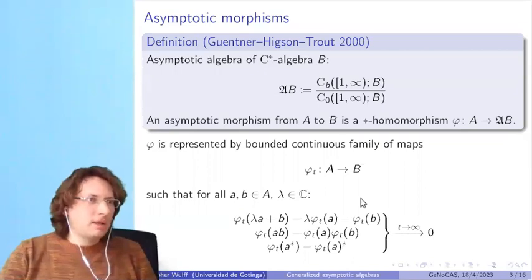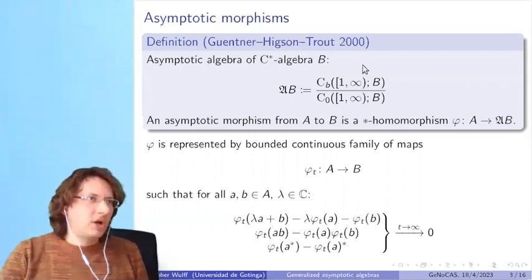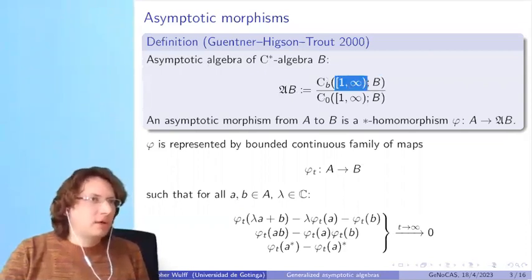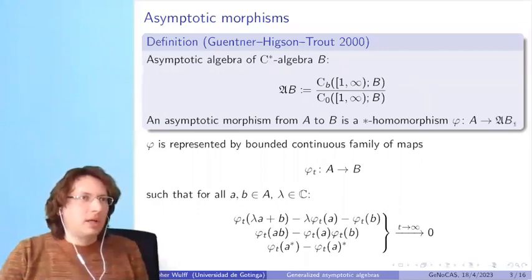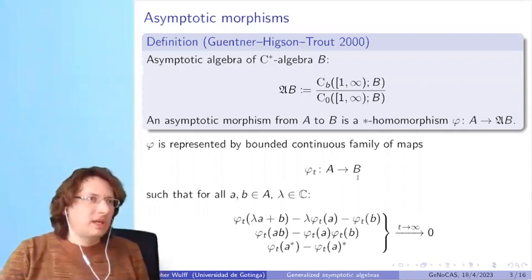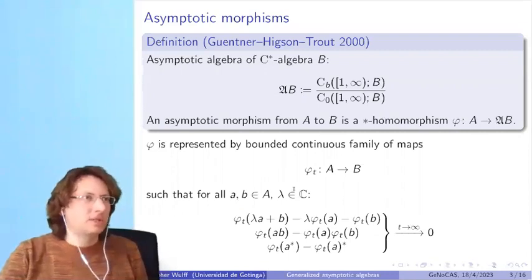And another, maybe more elegant, way to express it is to define this asymptotic algebra of B. This is the C-star algebra of all bounded continuous functions from this ray in which t lives to B, modulo the C0 functions. And an asymptotic morphism from A to B is nothing else but a star homomorphism from A into this asymptotic algebra of B. And it's rather easy to see that these phi are represented exactly by families of this lower type. So that's what an asymptotic morphism is.